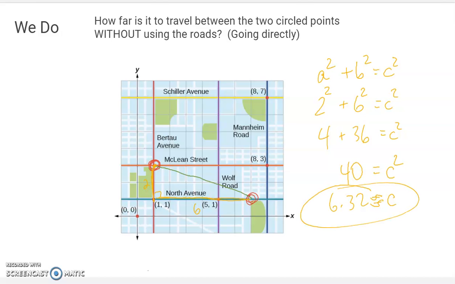So again, rather than walking 6 blocks plus 2 blocks, which is 8 blocks total to get there, if you could just walk through everything, it would only be about 6 blocks, a little more than 6. And that, my friends, is how you use the Pythagorean theorem to find distances. Make a triangle out of it, right? Triangle, use that Pythagorean theorem.